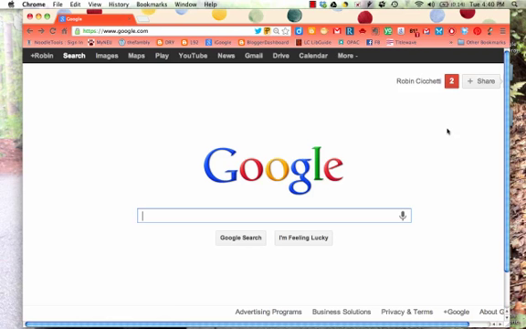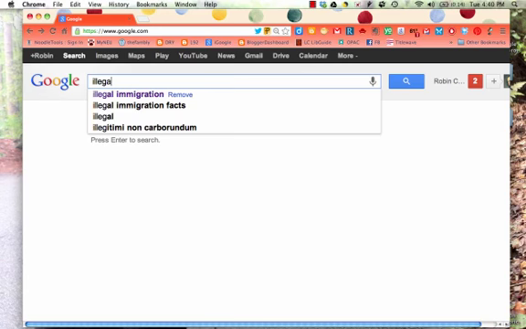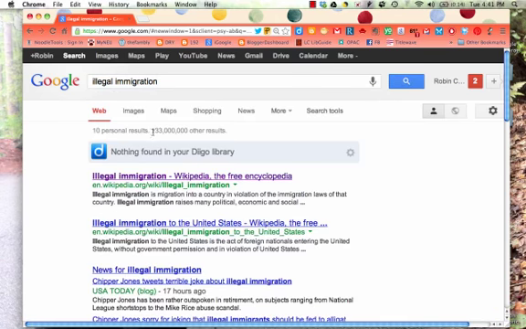This is going to be a lesson on source evaluation of basic websites. Today I'm going to use the search term illegal immigration and see what we get. We get 133 million hits. The first one is Wikipedia.